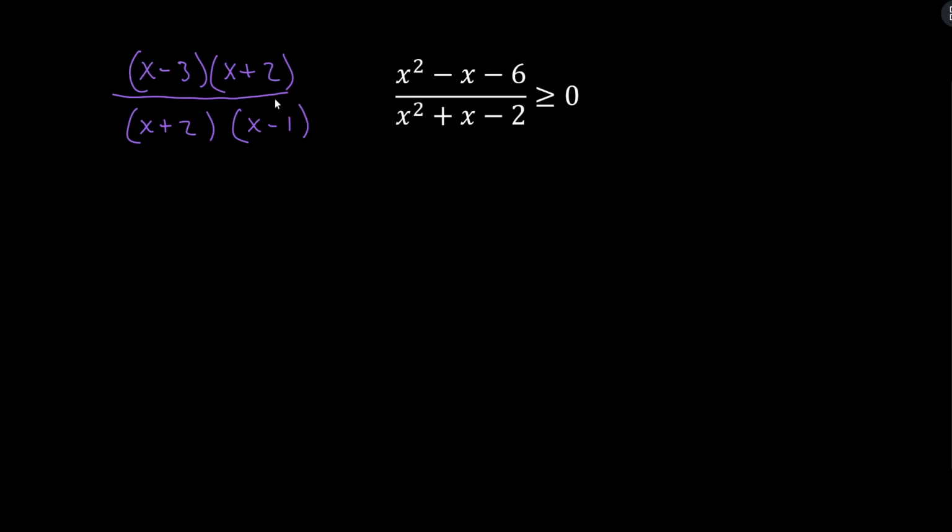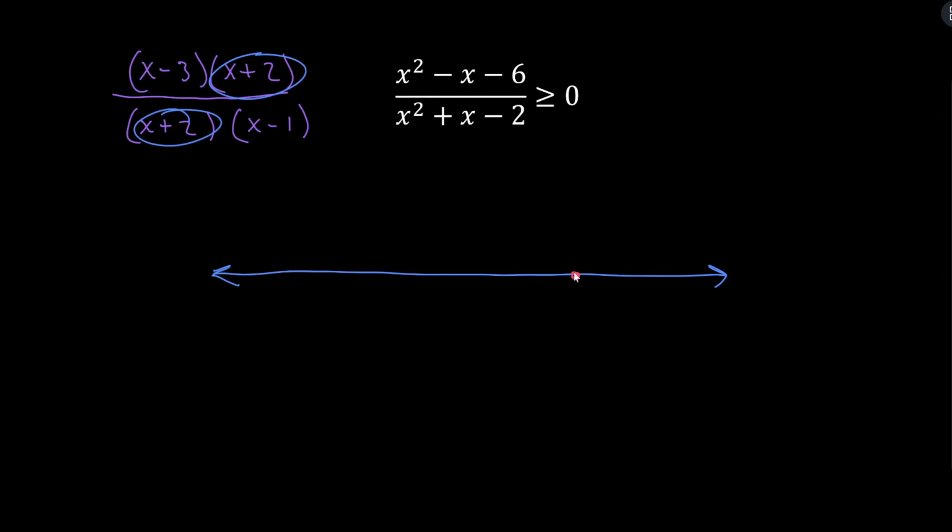We have a hole at negative 2. So that's going to show up on our number line. Let's write out our number line here. So our sign chart, we're going to have a hole at negative 2. So that's going to show up as an open circle at negative 2. We are going to have another open circle at 1 because that's an asymptote. And then we're going to have a filled in circle at 3 because that's an x-intercept.